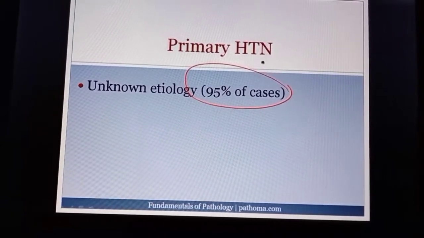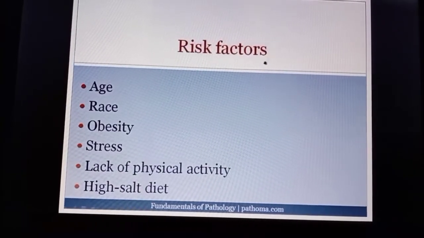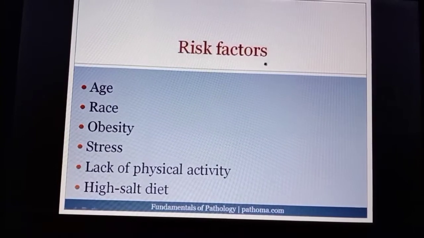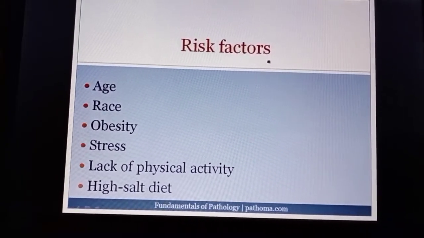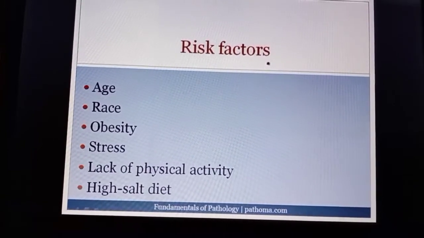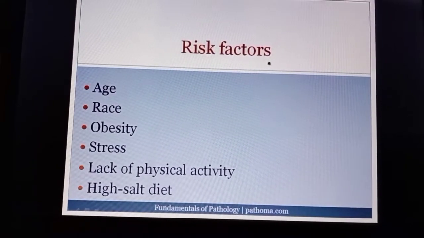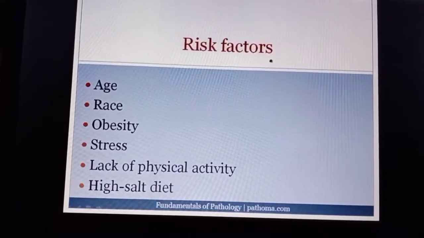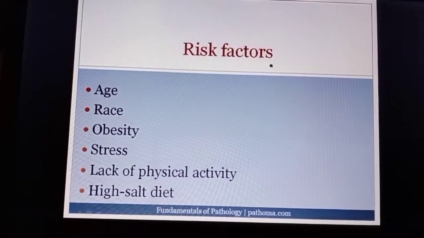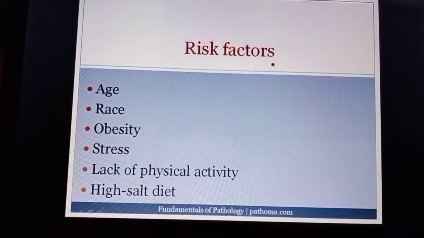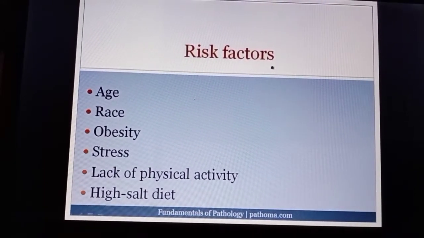And because we don't understand the etiology, the only thing we can really talk about are the risk factors. And so there are some specific risk factors that are related to primary hypertension. For example, age is an important risk factor. We know that as people age, hypertension becomes much more prevalent within the society. Race is also an important risk factor. There's a much higher risk in African Americans, and there's a relatively lower risk in Asians. Obesity obviously is a risk factor. We're all well aware of that. Stress is thought to be a risk factor, lack of physical activity, and a high salt diet.